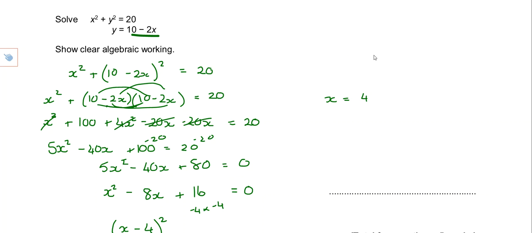Wait, sorry, how did you get x equals 4? I get that it says x minus 4. Because x minus 4 has to equal 0, doesn't it? Yeah. So then we've got y equals 10 minus 2x. So therefore y equals 10 minus 2 times 4, so y equals 2.